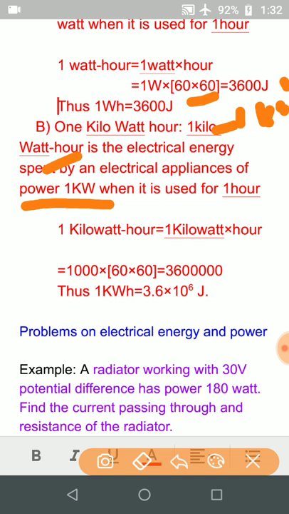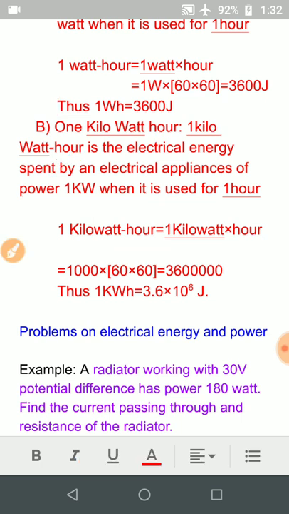Now 1 kilowatt hour is nothing but 1 kilowatt into hour. Kilo is nothing but 1000 and hour is nothing but 60 into 60. Therefore, on simplifying, we get the answer, that is 3600000, which can be written in scientific form, that is, 1 kilowatt hour is equal to 3.6 into 10 raised to the power of 6 joule. Now 1 watt hour is 3600 joule and 1 kilowatt hour is 3.6 into 10 to the power of 6 joule.